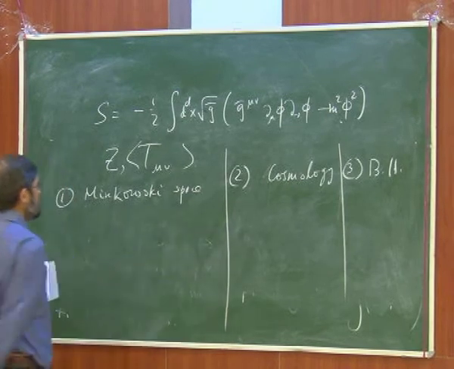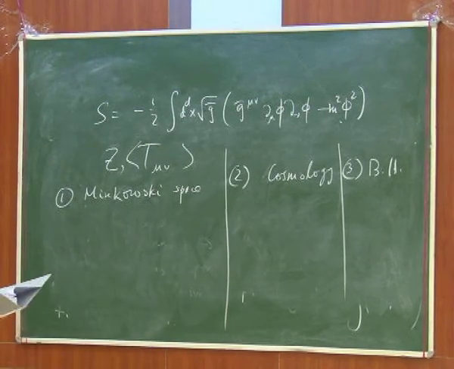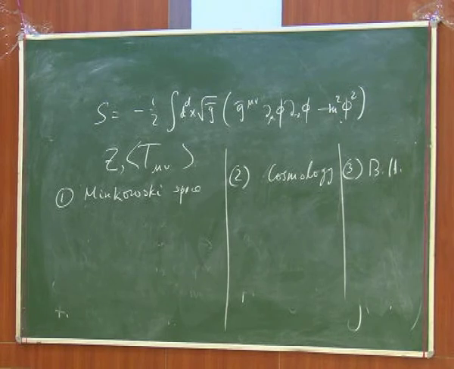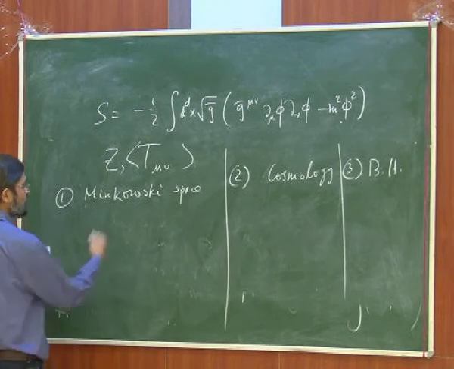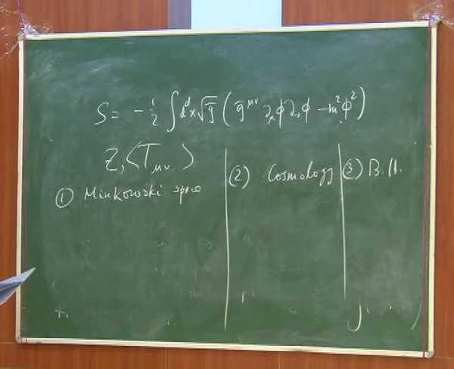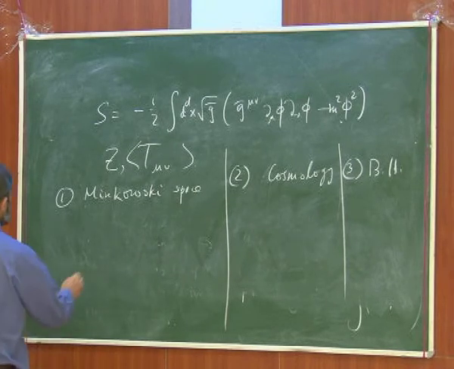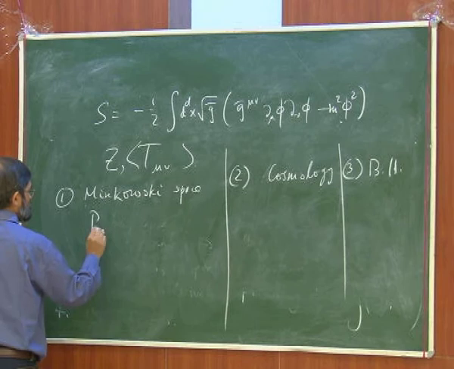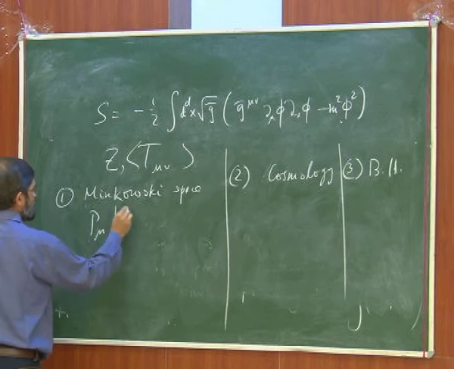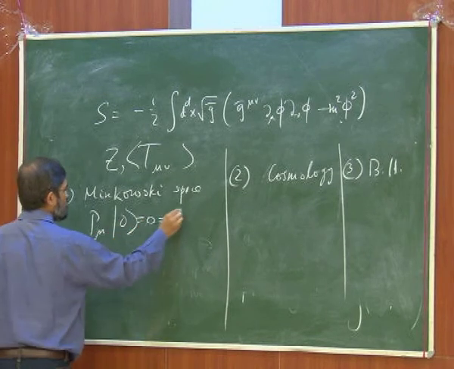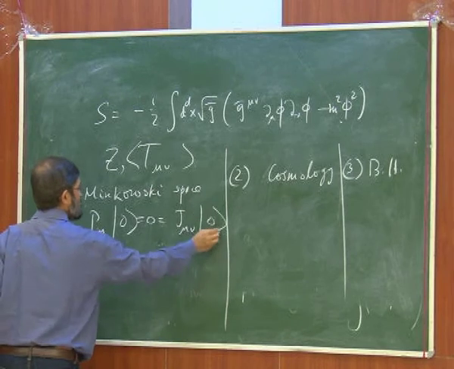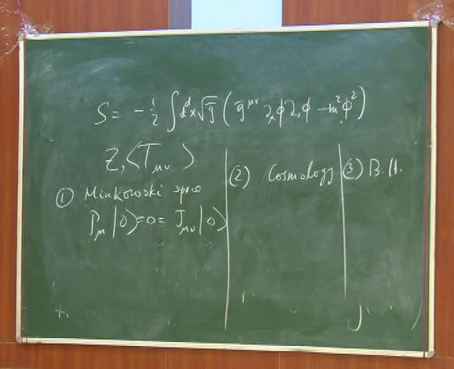In all these examples, the notion of vacuum goes as follows. In Minkowski space, there is a unique vacuum which is symmetric under the Poincaré group. That is to say, it is annihilated by all generators of the Poincaré group.